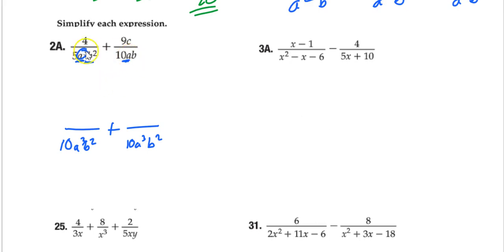Right, next, what do I need to multiply to get that? So over here I have 5, I need 10, so I'm missing a 2. And I have a cubed and b squared, so this is going to be 8.